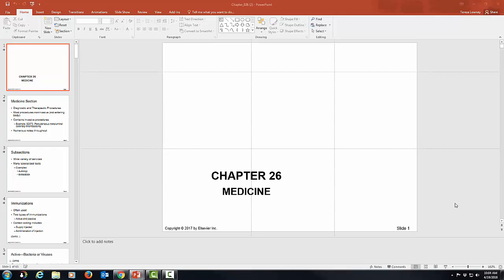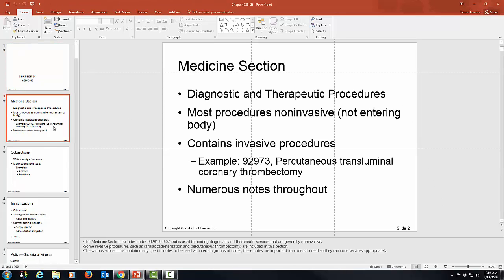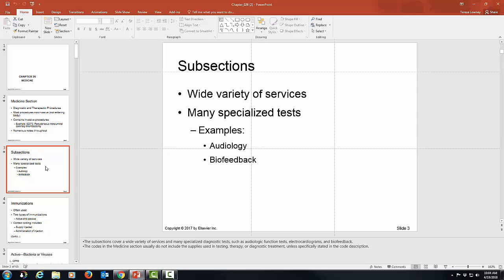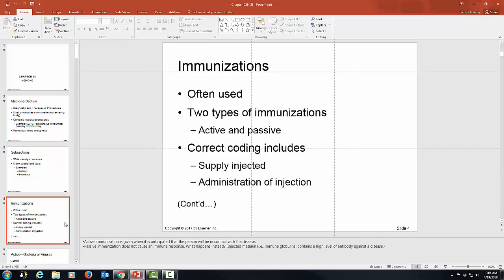Okay, so here we go on our slides. I'm going to buzz through some of these. A lot of this stuff is all things that we've seen before, so there isn't any reason to dwell on them. The subsections have very specialized tests, audiology, biofeedback. A big part of this section is on immunizations. This is the most often used code in this section.